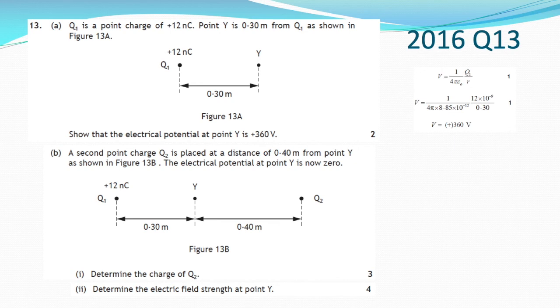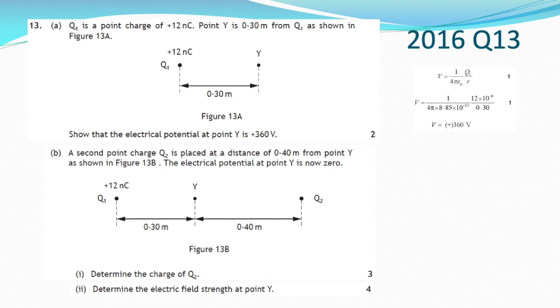Now we know what Q1 is, it's plus 12 nanocoulombs. We know what R is, it's 0.3. Substitute them in, but make sure you substitute in the permittivity of free space from your data sheet. It is a show question. You're not getting 1 mark for the final answer because it's given in the question. You're getting the second mark for substituting in all the values correctly.